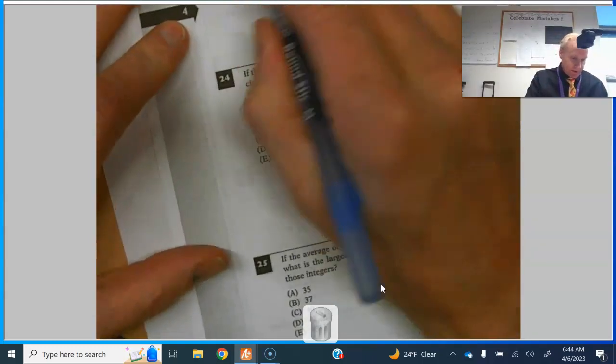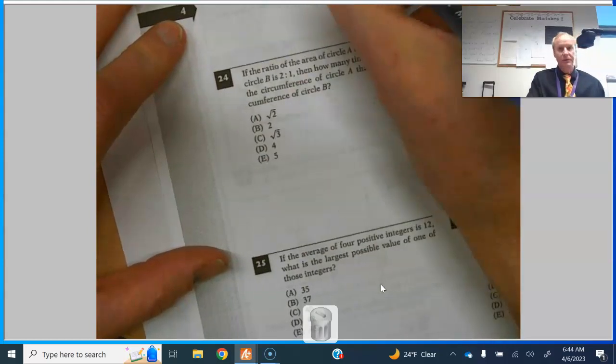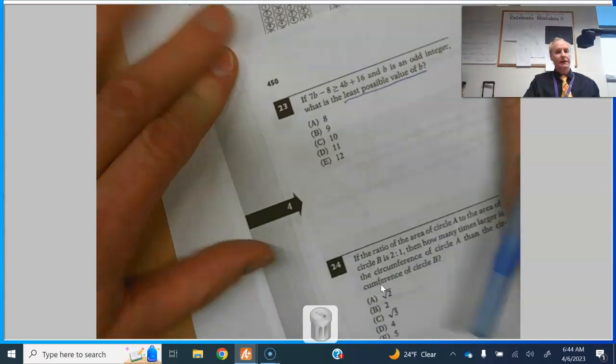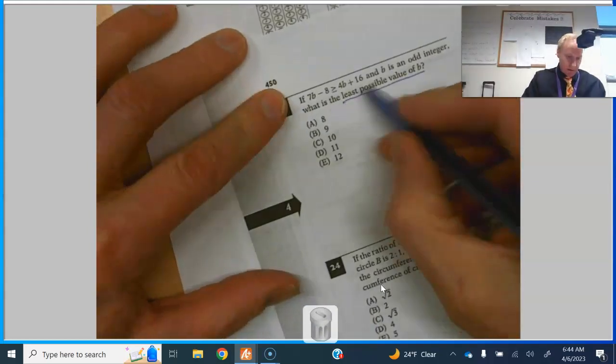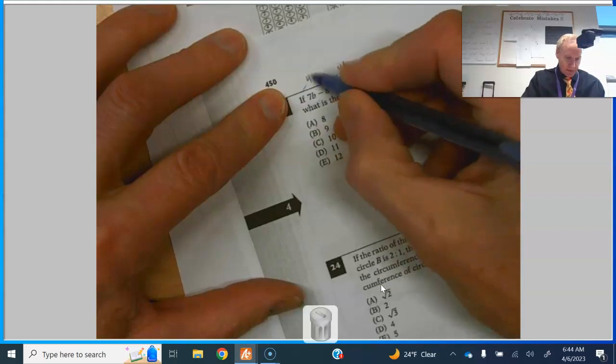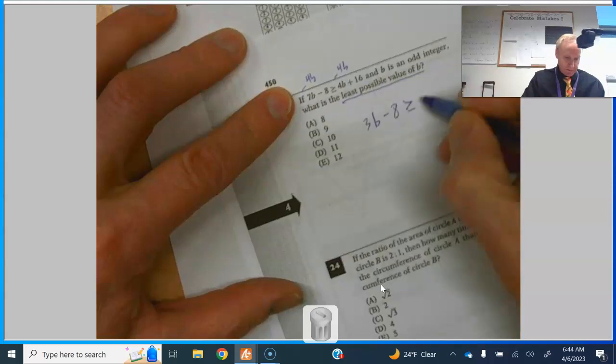We've got 7b is an odd integer. What is the least possible value of b? Dang it. I got to get it in here closer so you can see it. There we go. So we've got an inequality here. Be careful with inequalities. I'm going to go ahead and subtract the 4b before I even write it. I'm going to have 3b minus 8 is greater than or equal to 16.